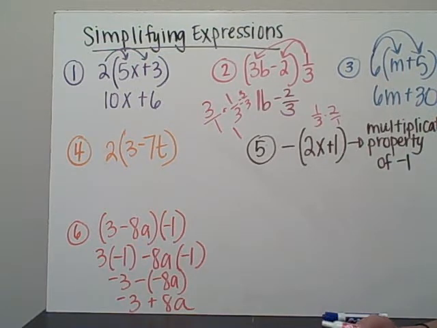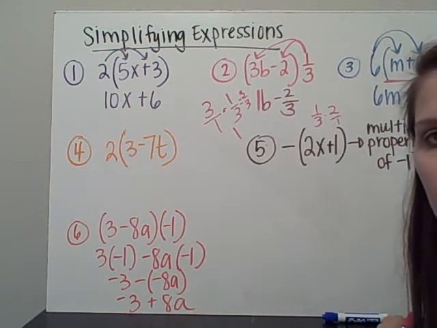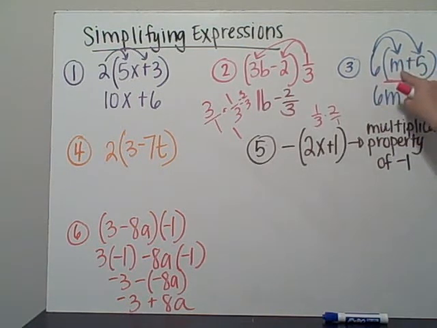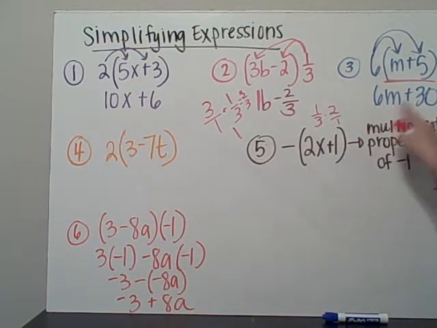Let's look at number 3. You have 6 times the quantity m plus 5. So we want to distribute the 6 to everything inside our parentheses. 6 times m gives us 6m. 6 times 5 gives us 30. We cannot simplify these because they're not like terms.